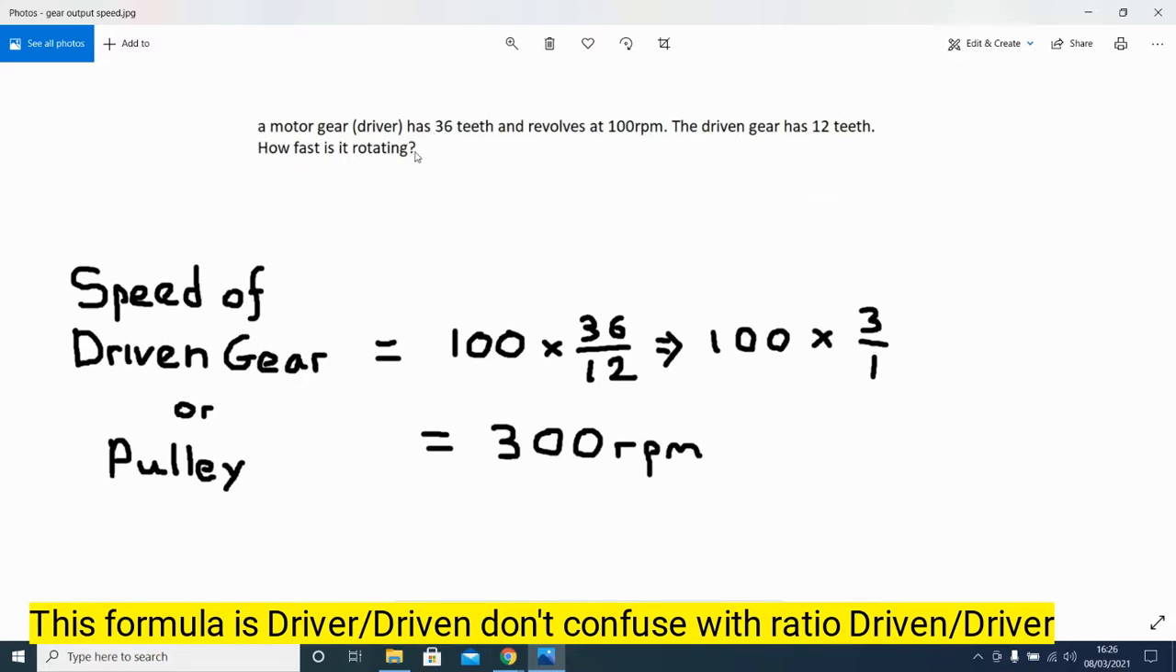Even before we do the calculations, we know that if it's smaller, it's going to be rotating faster. And our answer is going to be 300. 12 goes into 36 3 times. This is our formula here, here's our proof. The speed of our driver times the number of teeth of our driver, divided by the number of teeth of our driven gear, gives us 100 multiplied by 36/12, 100 multiplied by 3/1, which gives us 300 revs per minute. So our driven gear is going 3 times faster, 300 revs per minute.